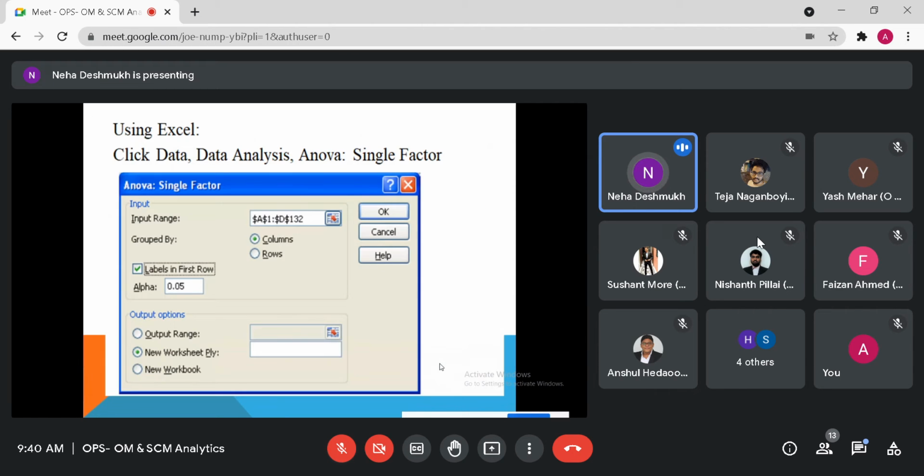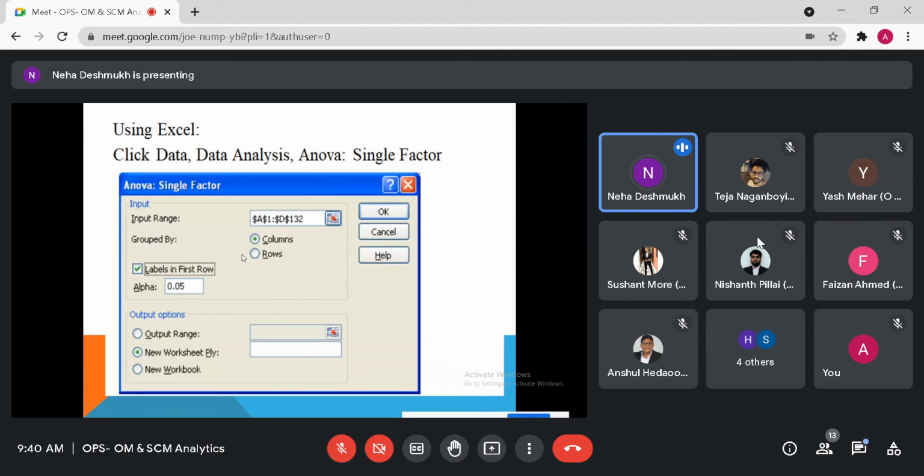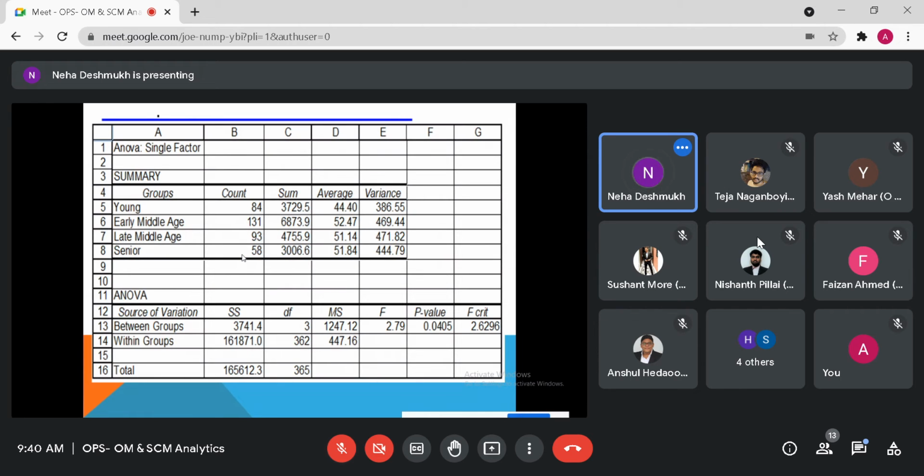Second, the F value is greater than the F statistic. In that case also, F calculated is greater than F tabulated, and the null hypothesis is rejected. You can calculate this by data analysis. We have done all this. See here, F calculated, F critical.